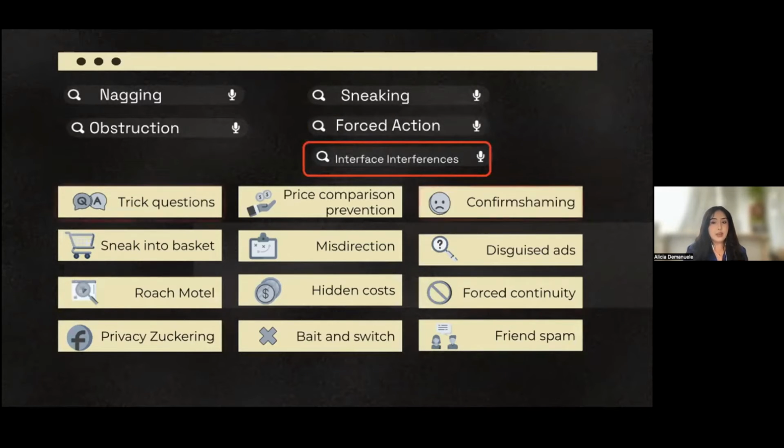And rounding it out at number 5, we have my personal favorite, which is interface interference. This is any manipulation of the user interface that privileges specific actions over others. The reason I say favorite is because confirm shaming was the reason I actually chose this topic to begin with. Prior to this research, I didn't know the term dark pattern, but I had increasingly come across instances of confirm shaming online, which is where content is written in a way to shame the user or make them feel bad for not doing a certain action.